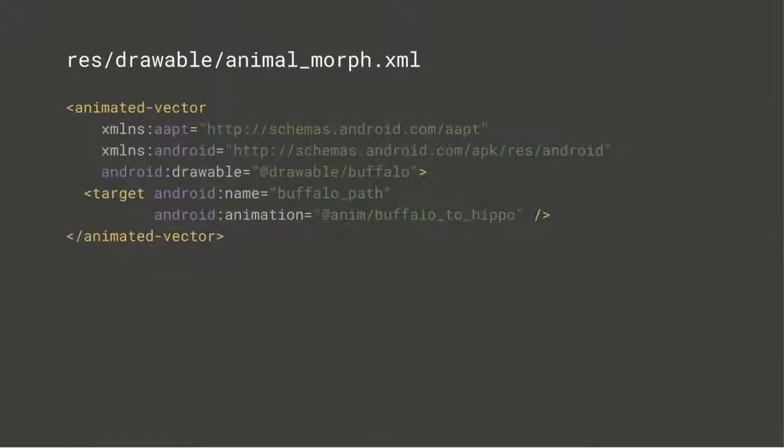We pull this all together into an animated vector, which points the drawable to our starting buffalo. The target, we're taking our buffalo path from that drawable, and we're going to be morphing the path data from a buffalo to a hippo. So we're going to take this a little bit further and take advantage of a feature in AAPT to use a bundled XML format. So you may not have used this before, but it's really cool. This is supported through AAPT, so it's backwards compatible.